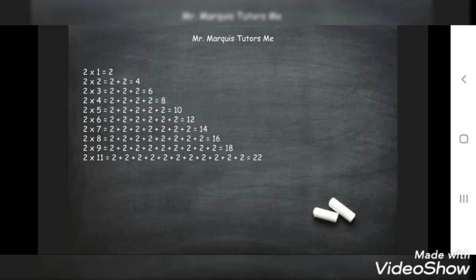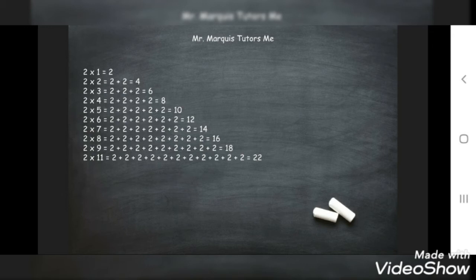2 times 2 is 4. 2 times 2 is still 2 plus 2. Same thing. 4 is 4. 2 times 3, write that all the way. Keep going exactly how I have it.